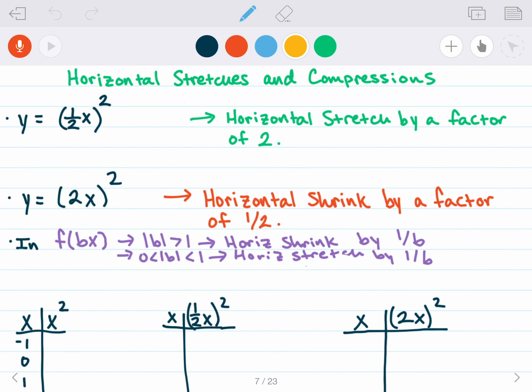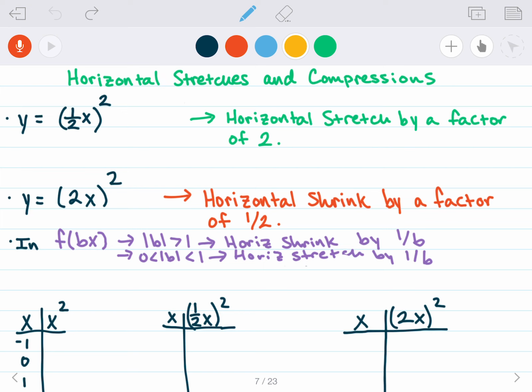All right, so let's talk about horizontal stretches and compressions. I told you guys whatever is happening to the input is the opposite of what you think is going to happen. So let's take a look at this. For horizontal stretches and compressions, we're multiplying a number by the input value this time, whereas before we were multiplying on the outside for vertical stretches and compressions. Here we're multiplying on the inside for horizontal.